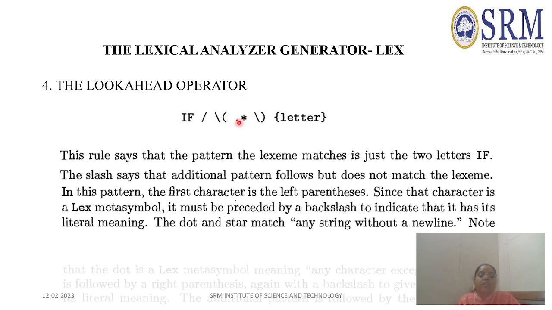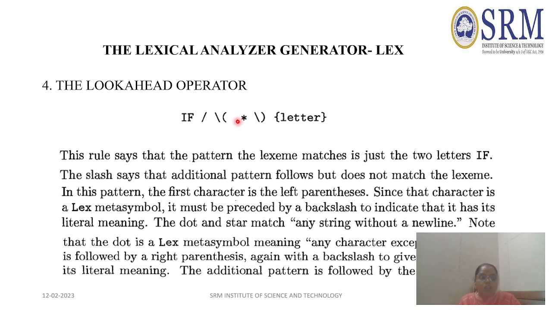And that dot is a lex meta symbol, meaning any character except a new line. So together this is any string without a new line, and this meta symbol is any character except a new line, which will be followed by a right parenthesis. Since this is a lex meta symbol, it must be preceded with a backslash. And then it is followed by a letter. So this is how the look ahead operator has to be defined for finalizing the lexeme.